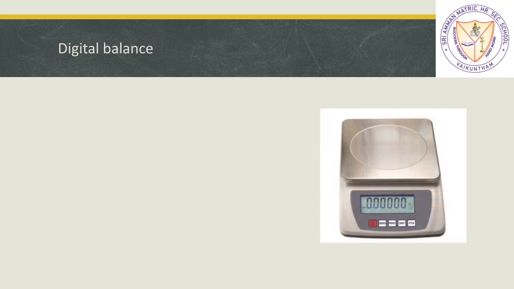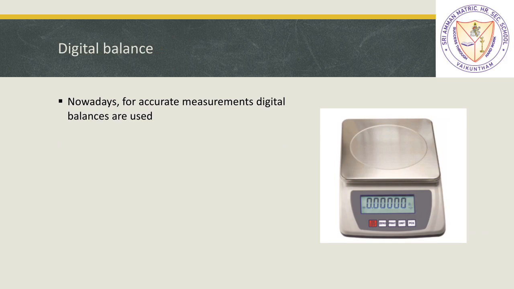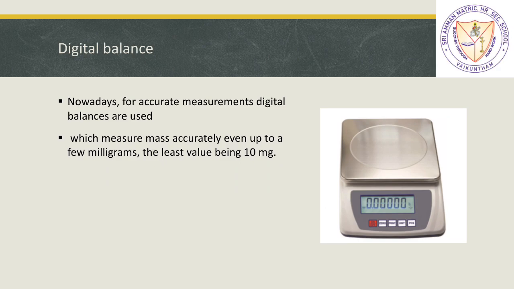So going to the next one, the digital balance. This one I am sure all of you might have seen in your everyday life. Nowadays these balances are common. Nowadays, for accurate measurement, digital balances are used. They give the most accurate measurements, measuring mass accurately even up to a few milligrams, the least value being 10 milligrams. We can measure down to 10 milligrams using this digital balance.